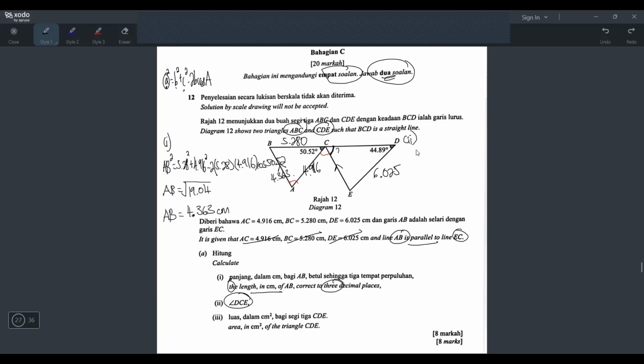Okay, so since I'm finding an angle, sine must be written on top. Sine angle, what is this? BAC, right? So sine angle BAC over the opposite, which is 5.28, is equivalent to sine 50.52 over 4.363. And now you can find your sine BAC. Okay, you just press this one, divide this one, multiply this one. So let's press the calculator. Sine 50.52, close bracket, divided by 4.363, times 5.28. Okay, my calculator gives me 0.9341.